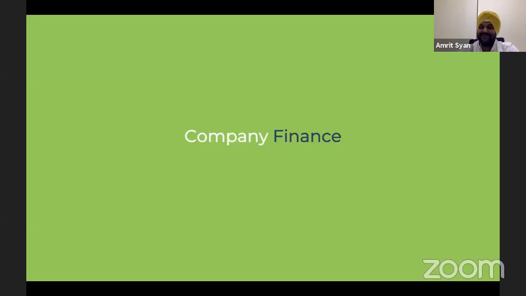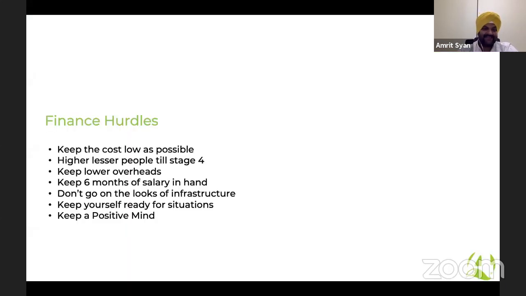Second hurdle, the biggest hurdle, is company finance. How to handle company finance, guys. What are financial hurdles now? Keep cost as low as possible. I mean to say, keep it low as possible is don't have overheads, guys.